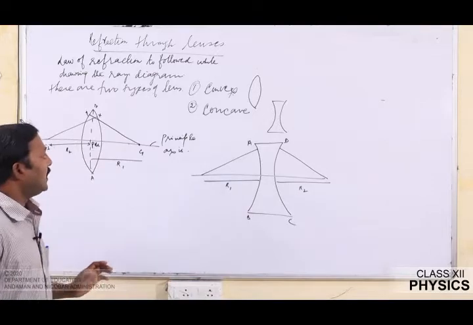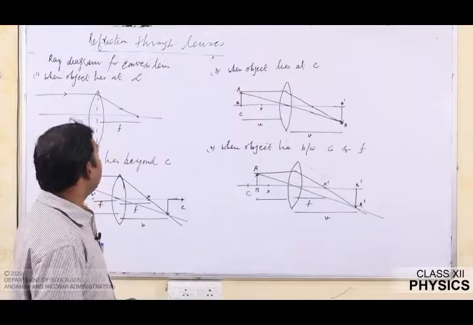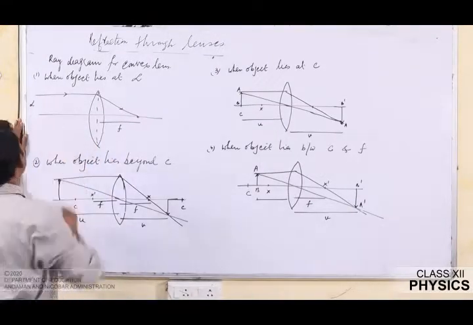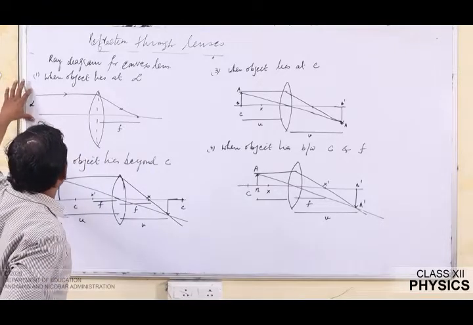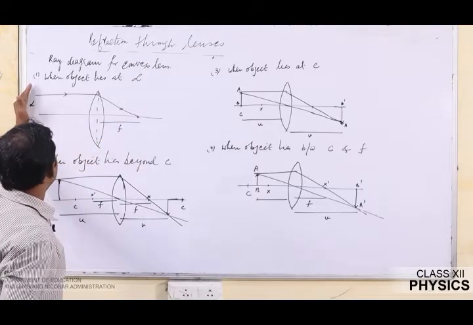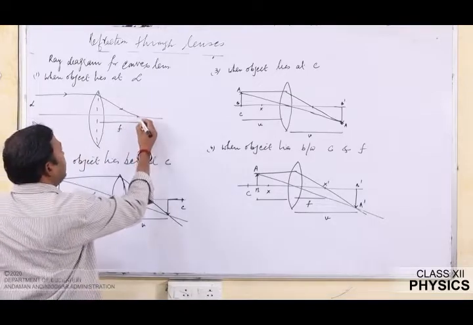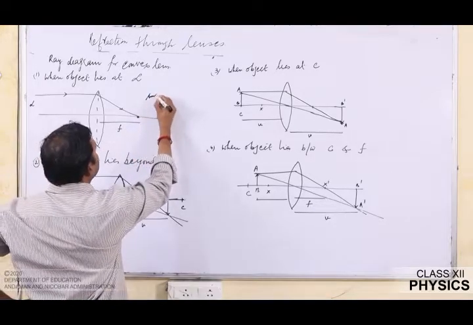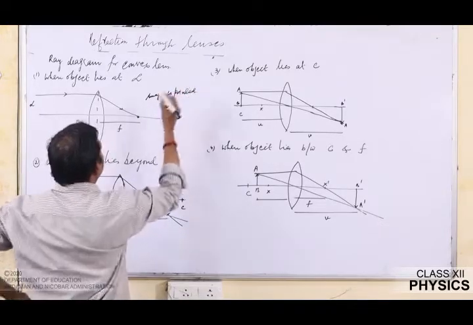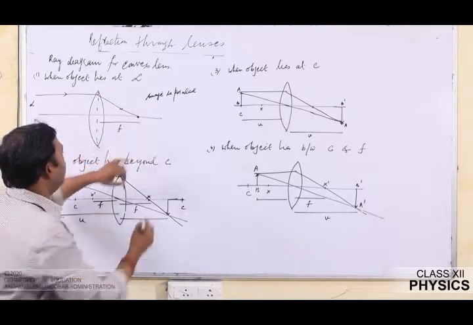Now, we will try to understand the ray diagrams for these two lenses. First, the ray diagram related to the convex lens. Here, in the first case, the object is located at infinity. So, the rays coming from infinity must meet at the focus point. All the rays coming from the infinite point meet at the focus point. So, the image is a point image, formed on the right side of the central line, and it is a real image.